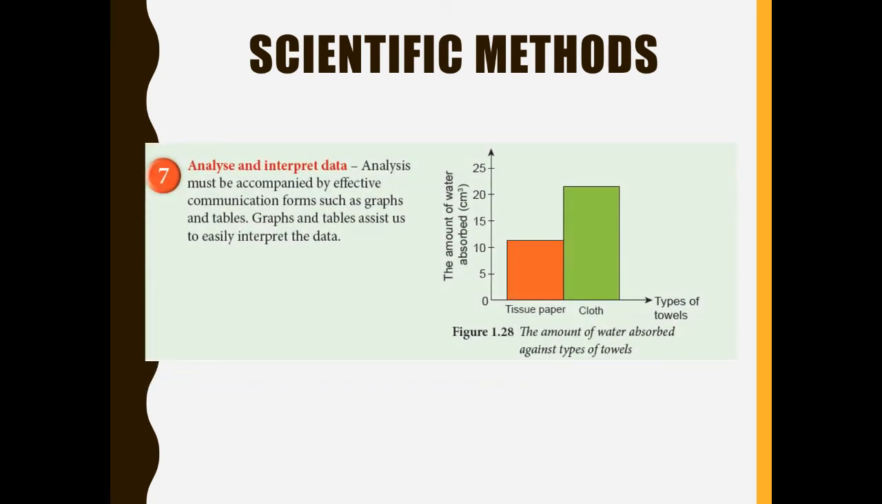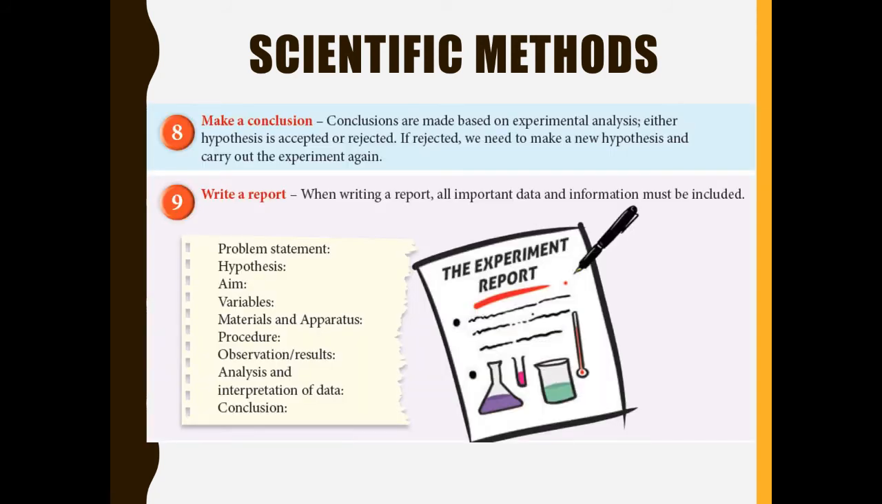Number 7, analyze and interpret data. Analysis must be accompanied by effective communication forms such as graphs or tables. Graphs and tables help us to easily interpret the data. Number 8, make a conclusion. Conclusions are made based on experimental analysis. Either the hypothesis is accepted or rejected. If rejected, we need to make a new hypothesis and carry out the experiment again.